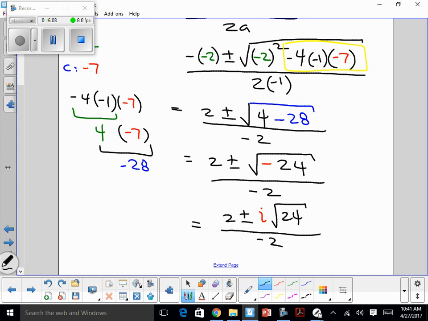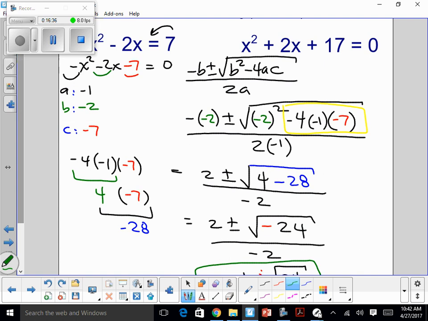I forgot to write i. Okay, so you know i is the square root of negative 1. Basically, we're just doing this quadratic formula, and once we get to the last step, we just take out the negative 1. I mean, we just take out the 24. So put it in 24. This guy is actually going to keep the b.